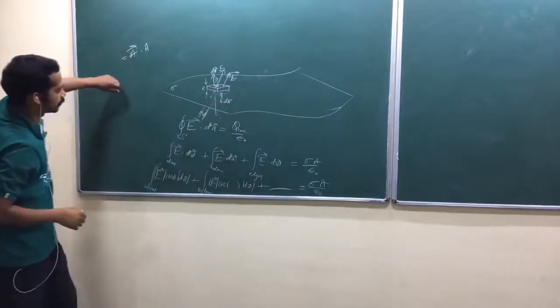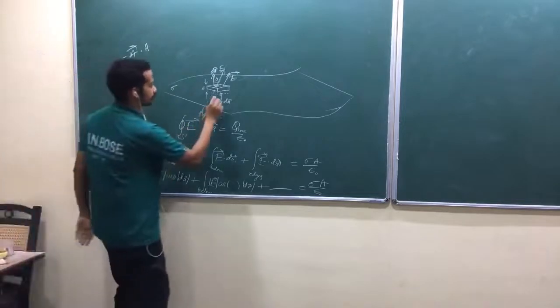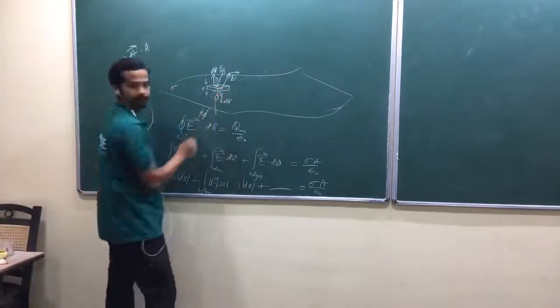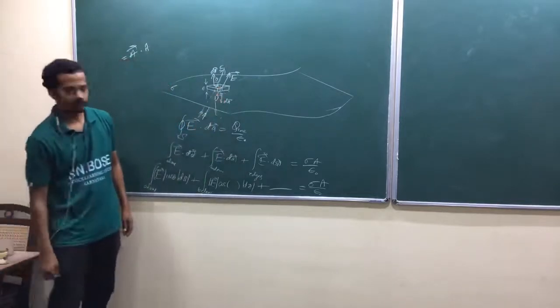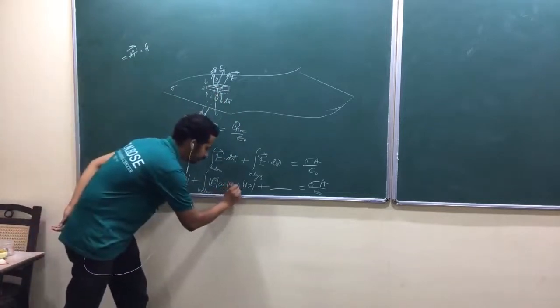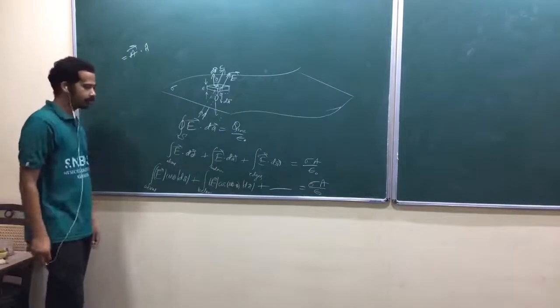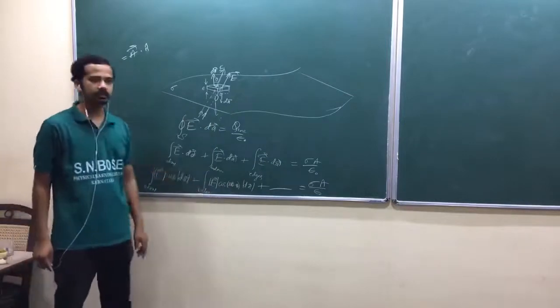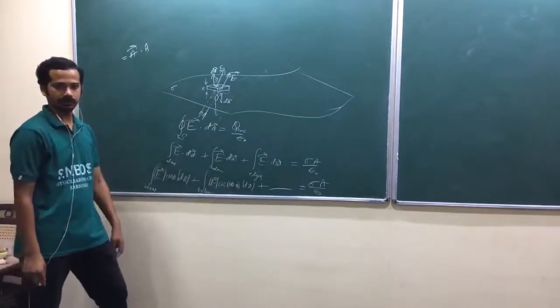Which angle am I talking about? So the other one, this one. Am I right? This angle. So if this is theta, this should be 180 minus theta. Now what is cos of 180 minus theta? Minus cos theta, isn't it?